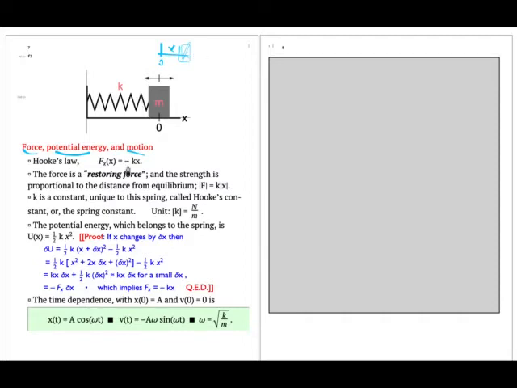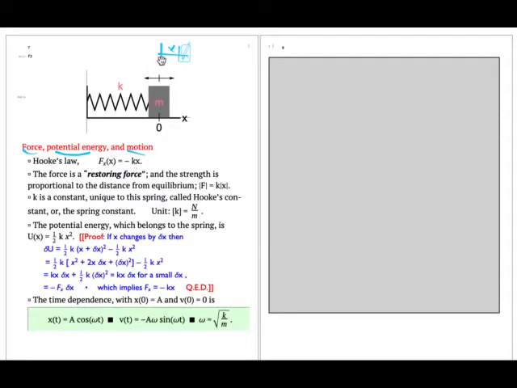And the force will be minus kx. So the force will be negative. It's a restoring force. If I move the block to positive x, the spring will pull it back. Pulling it back means a negative direction of the force. So if x is positive, then the force is negative. And furthermore, the force is proportional to the distance. So the farther I pull it, the stronger the force is.